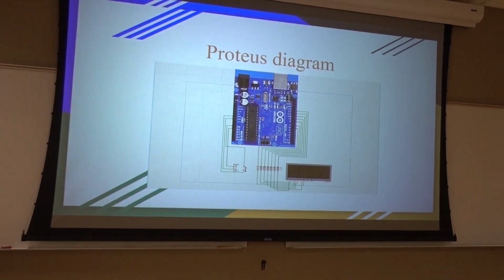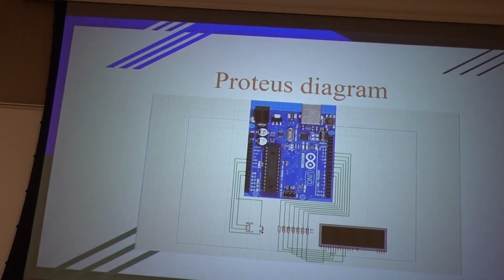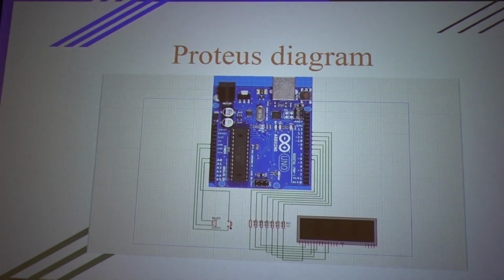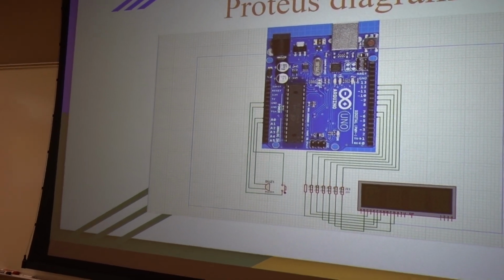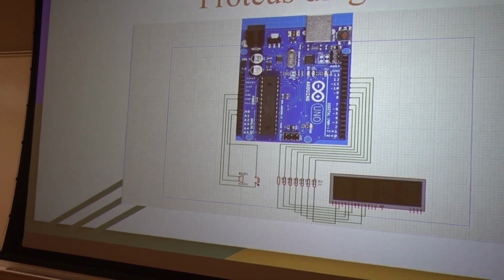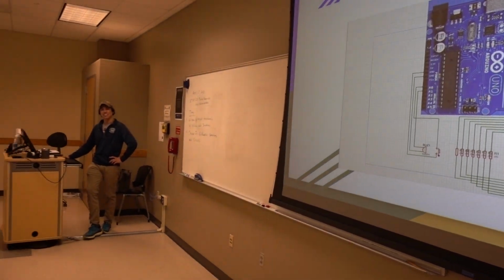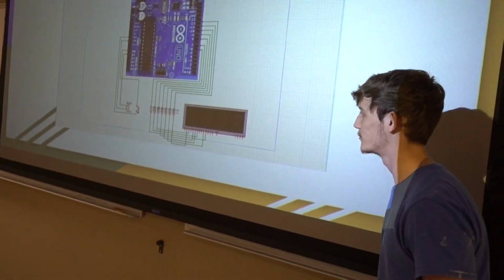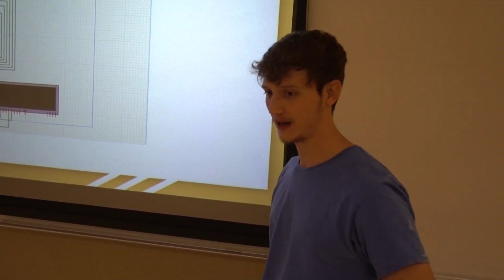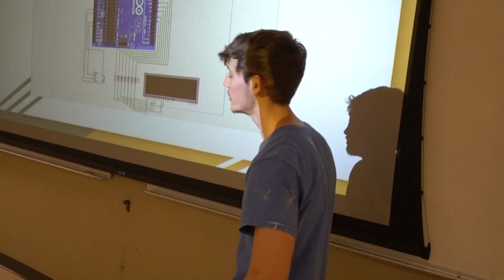So this is our Proteus diagram. The board looks a lot more chaotic than it is. Jonathan, do you want to take this one? Yeah, sure, I can take over from here. Like he said, the Proteus circuit design was not as complicated as it appeared to be on the board.